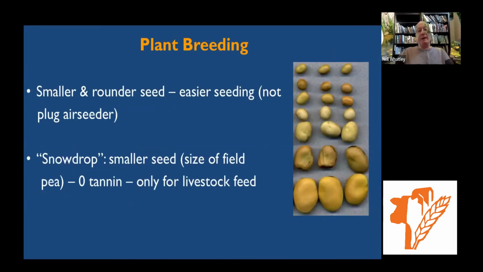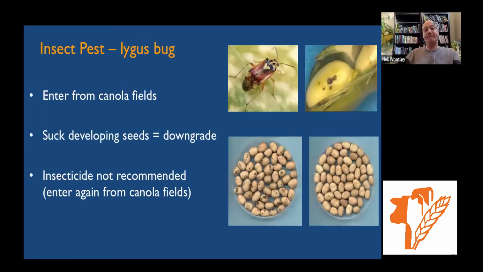Now, this is interesting. Plant breeding is trying to get a smaller and rounder seed, for easier seeding, so it doesn't plug the air seeder. Snowdrop is the one that they've come out with. It looks like a pea, actually. It's small, and it's got zero tannin, so it's only for livestock feed.